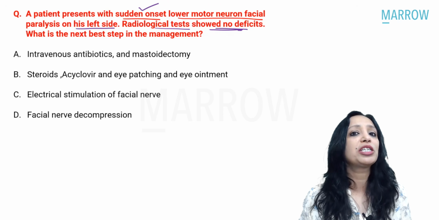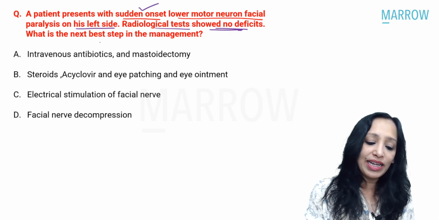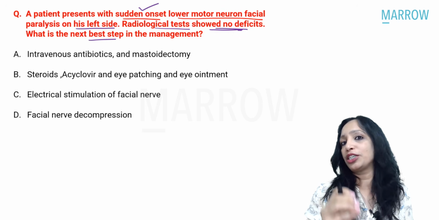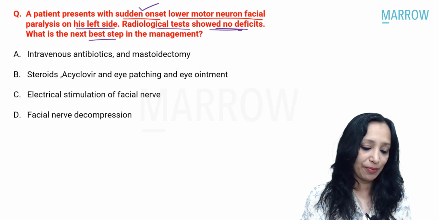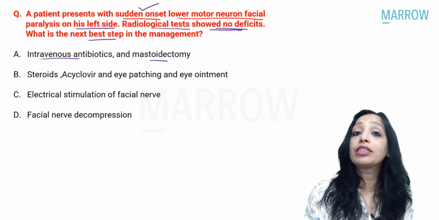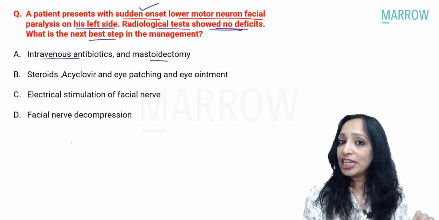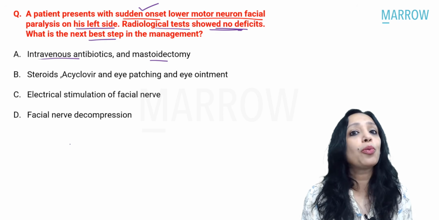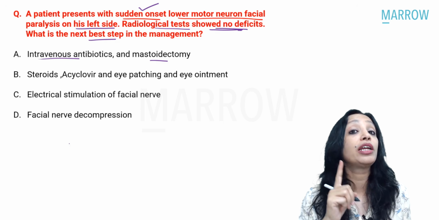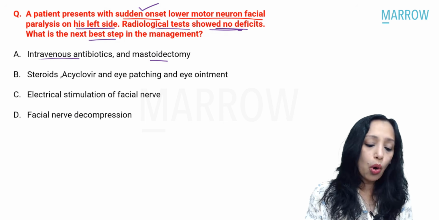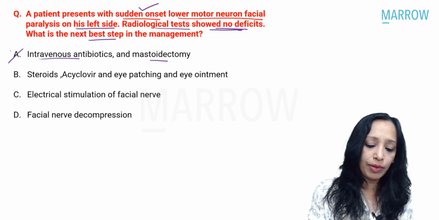So in other words, what is being asked is, what is the next best step of management in a patient who presents to you with Bell's palsy? So IV antibiotics and mastoidectomy, no. This Bell's palsy is idiopathic, though in 60% of the cases a viral prodrome has been found. And again, that has been a repeated question of your exam. Which virus? It is HSV1. So no role of antibiotics and mastoidectomy.